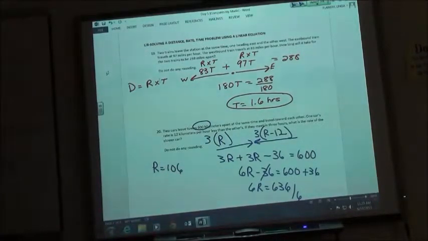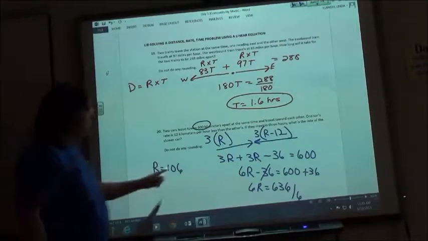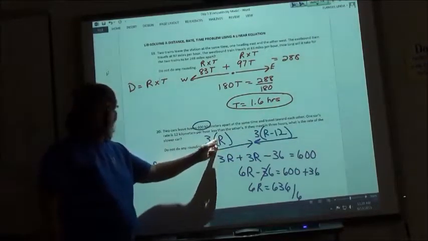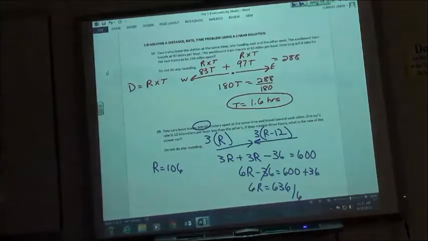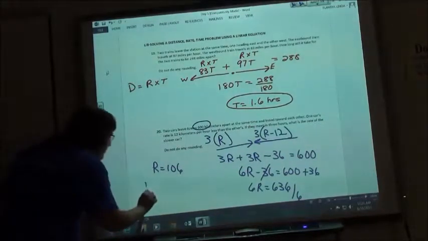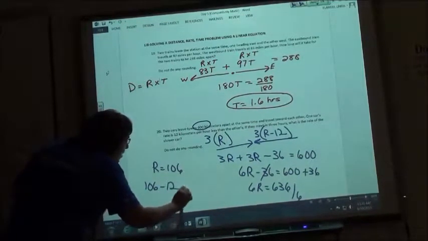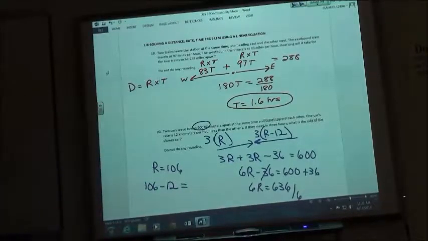Now, it wants you to find the rate of the slower car. You found the rate of this car right here. If this one is doing 12 less than that, it's going to be the slower car, right? So I have to take 106 minus 12 in order to find the rate of the slower car. 106 minus 12 is going to give me 94.